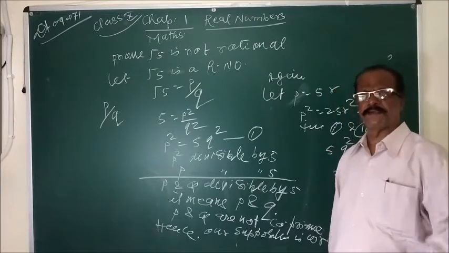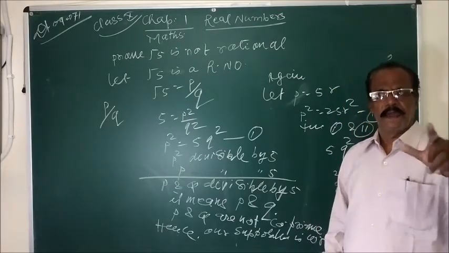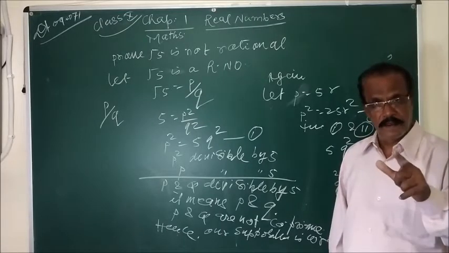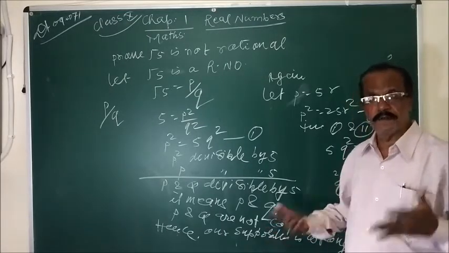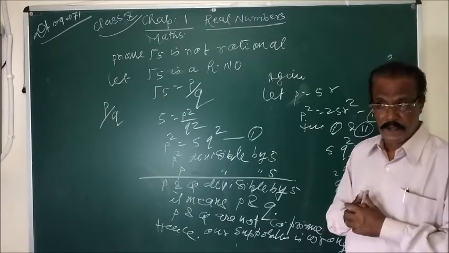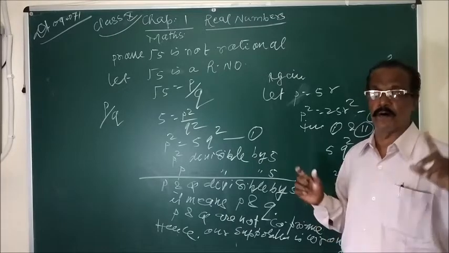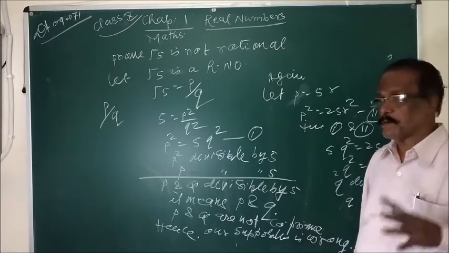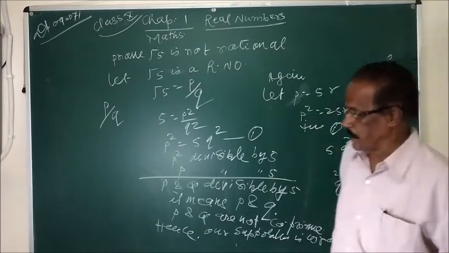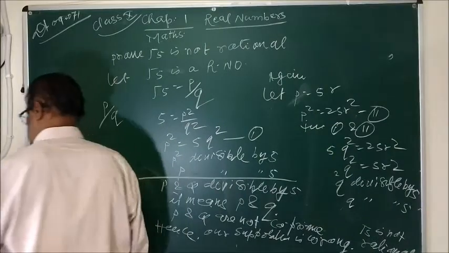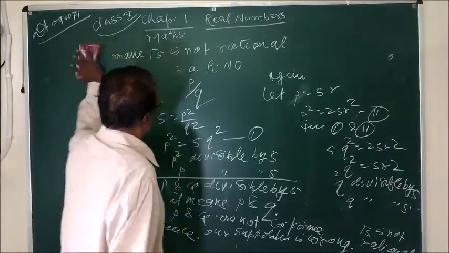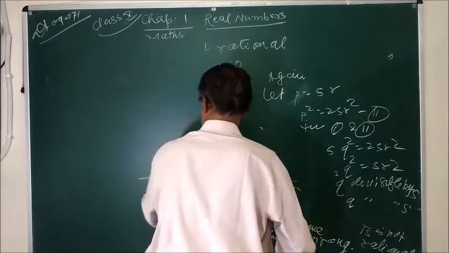This is the condition for co-prime: p and q should have only 1 as a common factor. But here we see 5 is also a common factor, so they are not co-prime. And this is the condition for a number to be a rational number: p and q should be co-prime. So this is the method to solve this type of question. And now you see the combined equation.